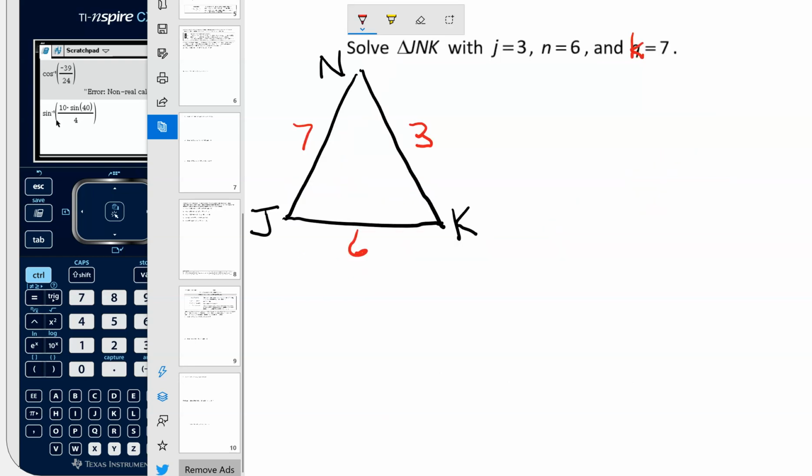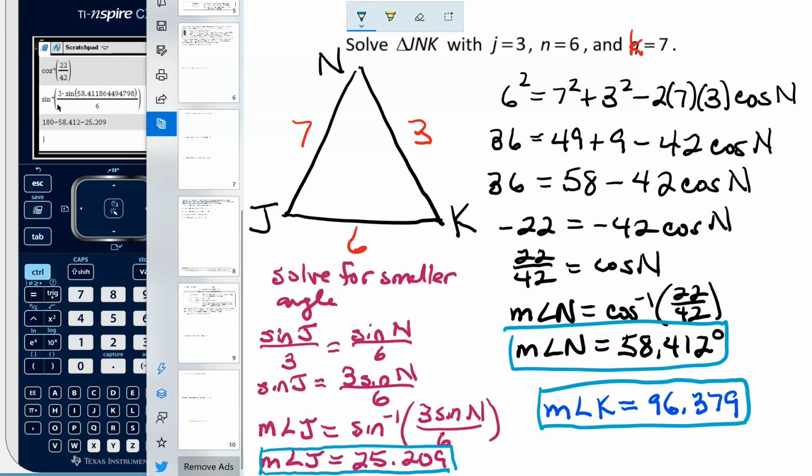By the way, there's a typo on the given information. Let's make side K 7, not side Q, since there wouldn't be a side Q in this triangle. All right, try this one. All right, here is the solution.